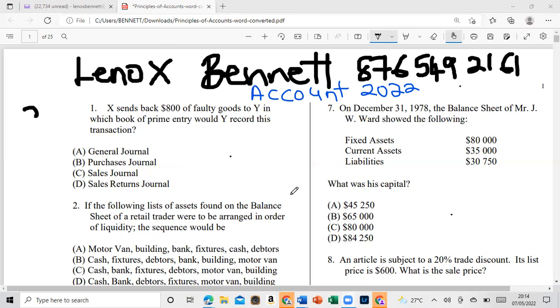All right. So it says X sends back $800 of goods to Y. In which book of prime entry would Y record this transaction? Is it the general journal, the purchases journal, the sales journal, or the sales returns journal? So definitely we can see that Y is the person who made the sale, as X is returning them. So that would be D, the sales journal.